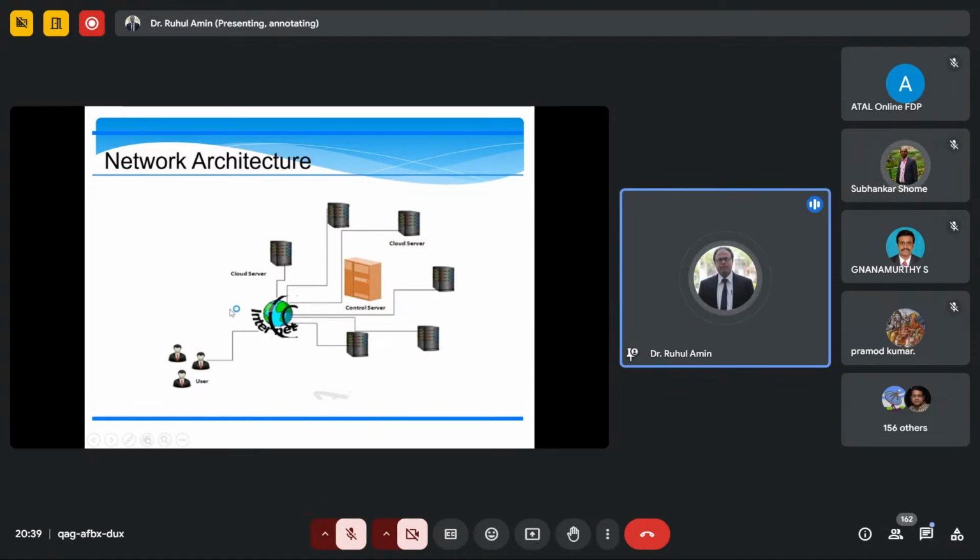Okay, so here users are trying to access multiple servers. Here I have considered them as a cloud. So here there are multiple servers with the help of a control server, right?